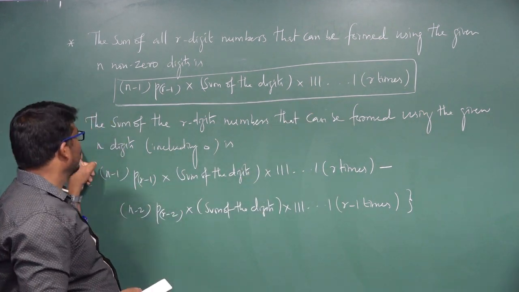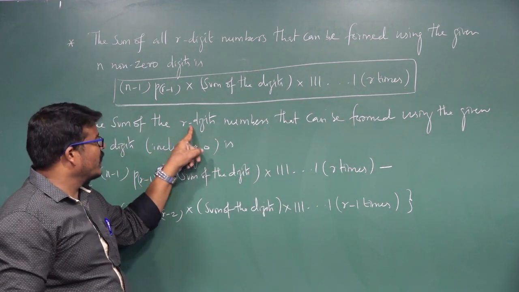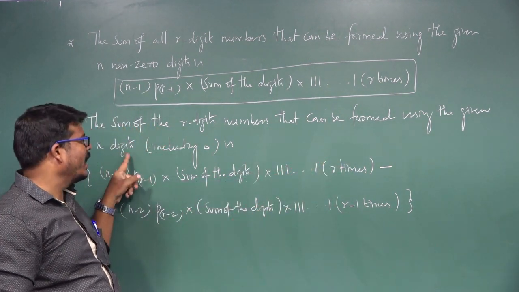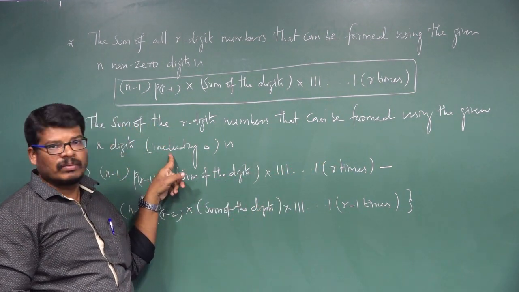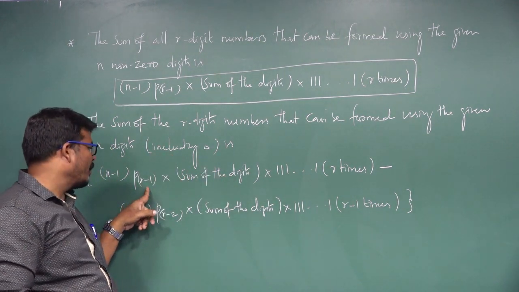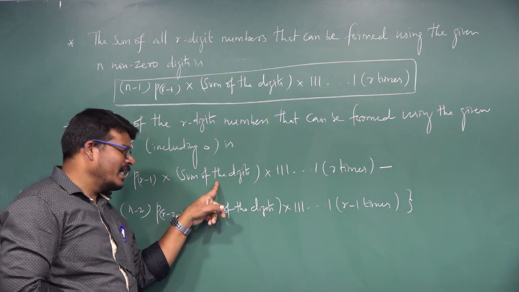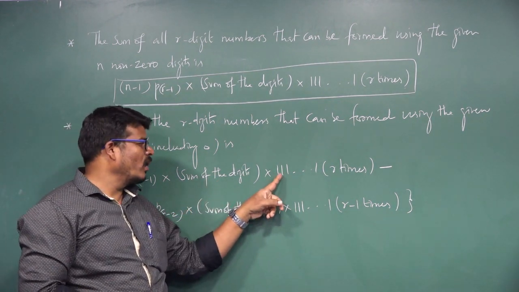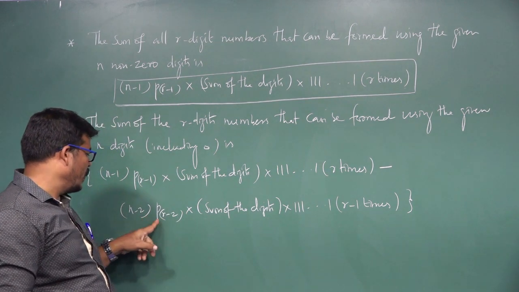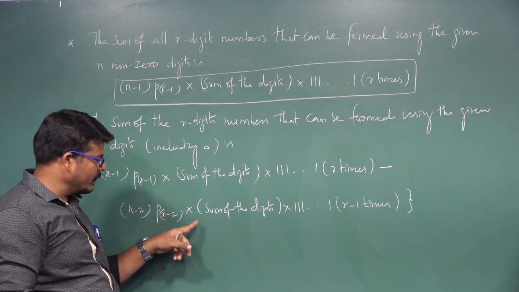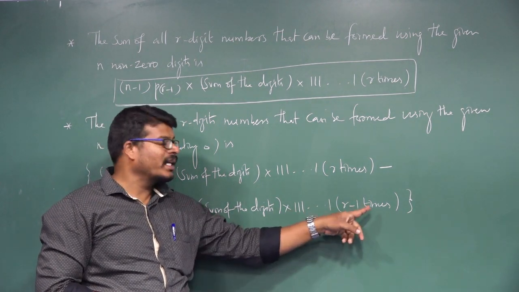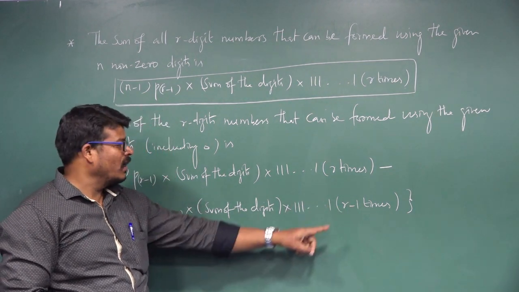The next formula: the sum of the r-digit numbers that can be formed using the given n digits, including 0, is (n−1)P(r−1) into the sum of the digits into 1, 1, 1, r times, minus (n−2)P(r−2) into the sum of the digits into 1, 1, 1, r−1 times.